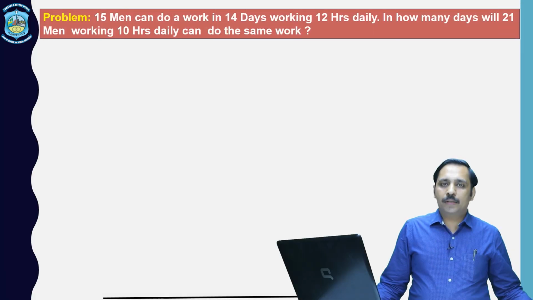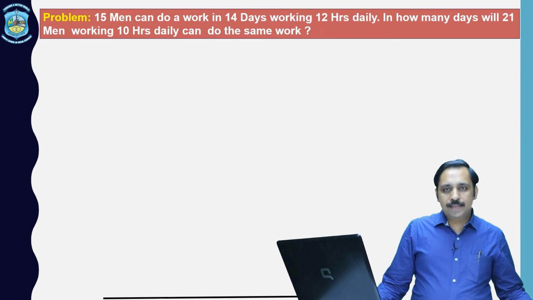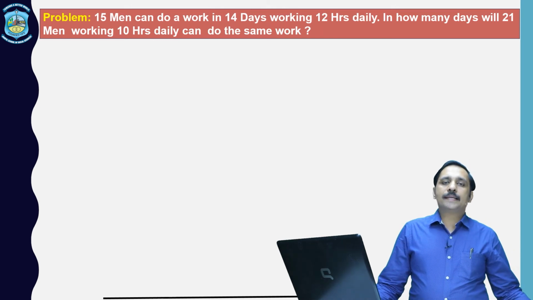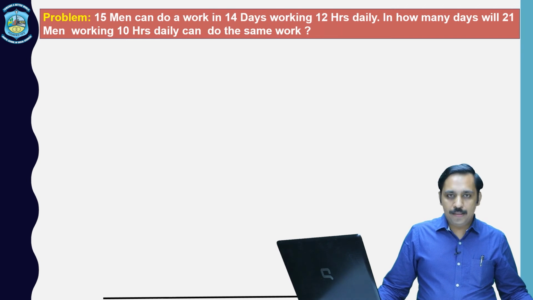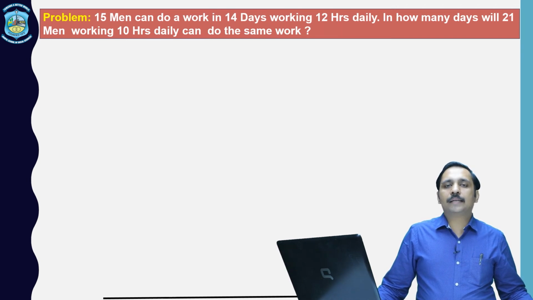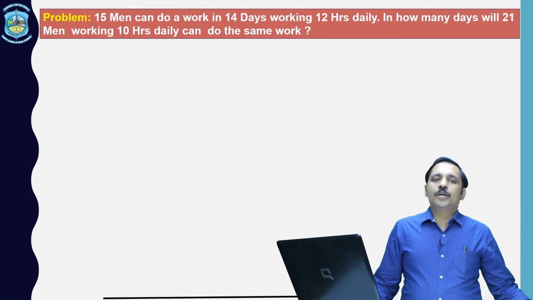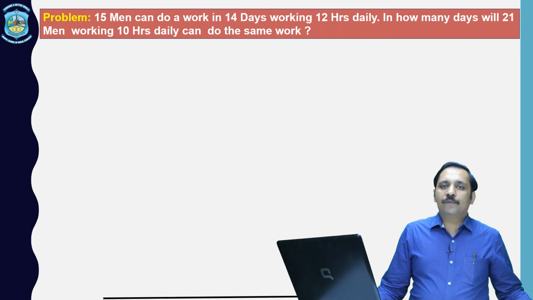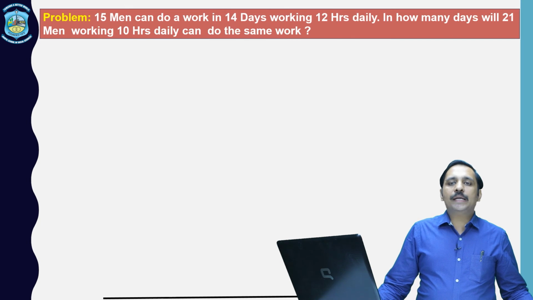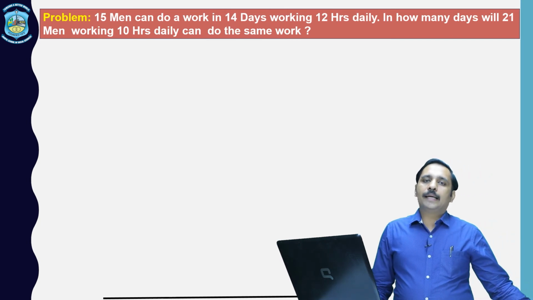Let us take an example. 15 men can do a work in 14 days, working for 12 hours daily. In how many days will 21 men working 10 hours daily do the same work? Now let us understand the problem. Here we have 3 quantities. First is men, second is the number of days, and third is the number of working hours. It is given that 15 men can do a work in 14 days working for 12 hours daily. We have to find in how many days 21 men working 10 hours daily can do the same work.